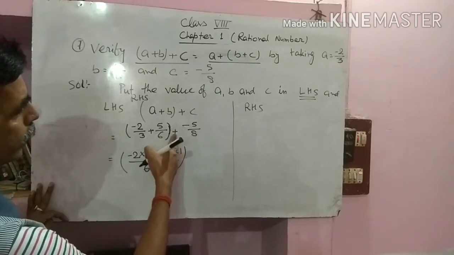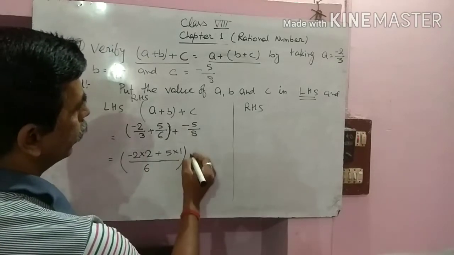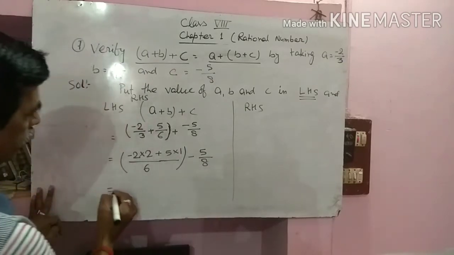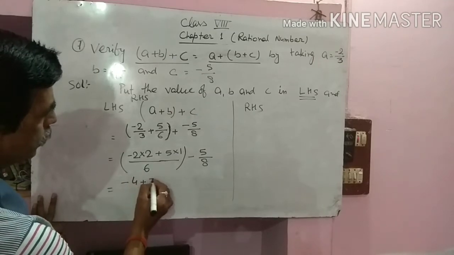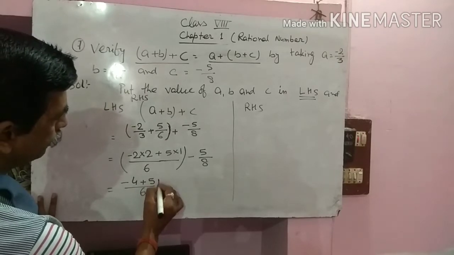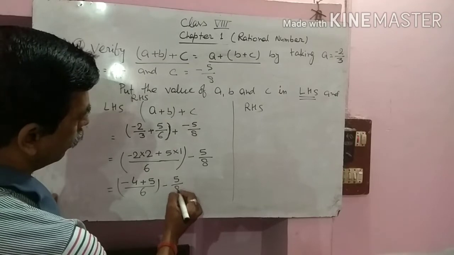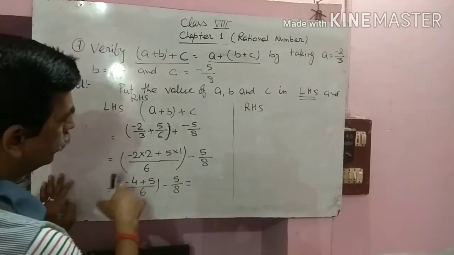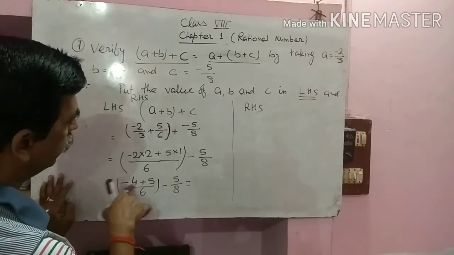Here is minus and this one is plus. Both are different signs, so plus into minus becomes minus 5 by 8. So it becomes minus 4 plus 5 by 6 minus 5 by 8, equal to... these are two different signs here. This one is minus, this one is plus, or negative and positive.